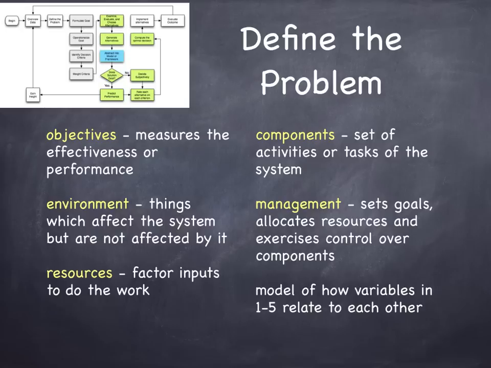We have resources, inputs that you can use in order to do the work. If something requires construction, then what kind of labor, materials, energy costs, and money are required to buy those things? Components, what are the elements of the system? The set of activities or tasks of the system. We have management, how are decisions made? Who is making the decisions? Who is setting the goals? Who is allocating resources? Who is controlling components? Then, how do these variables relate to each other?